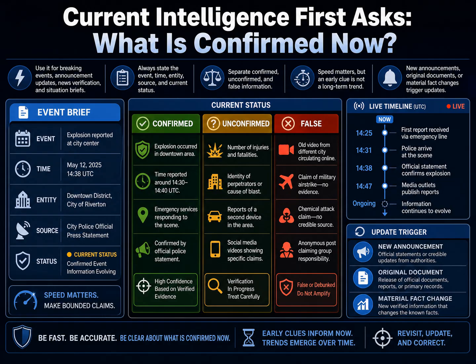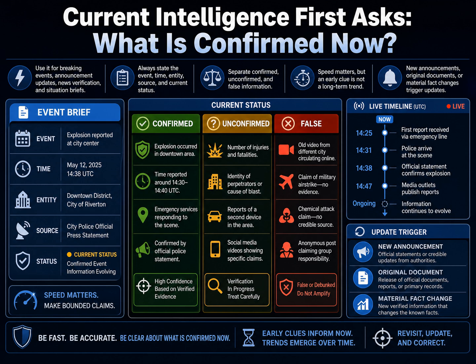Think of current intelligence as an event update with clear limits. It answers what happened, when it happened, who was involved, where the information came from, and what is confirmed right now. A useful layout separates confirmed facts, unconfirmed claims, and information that has already been shown to be false.